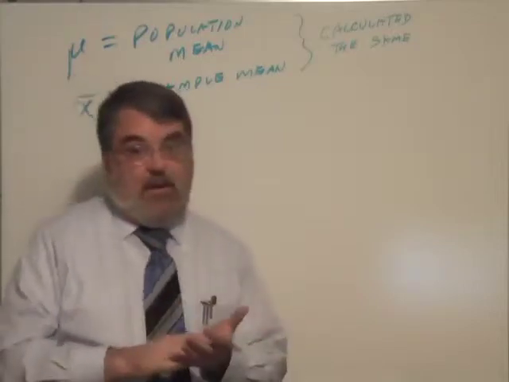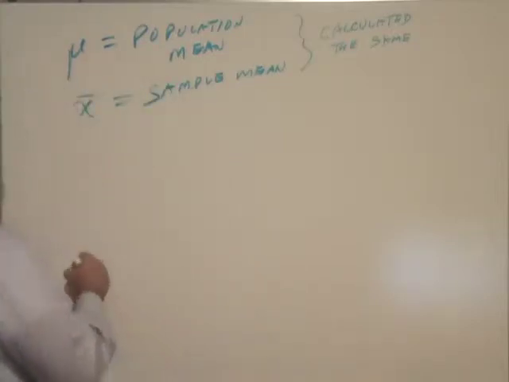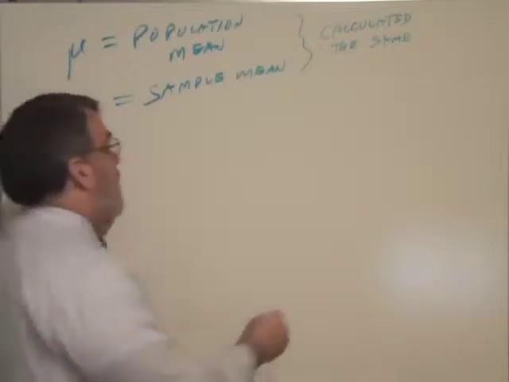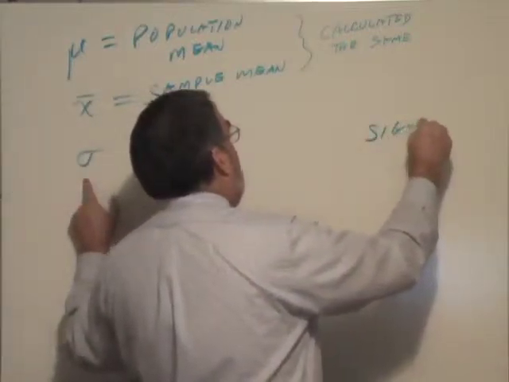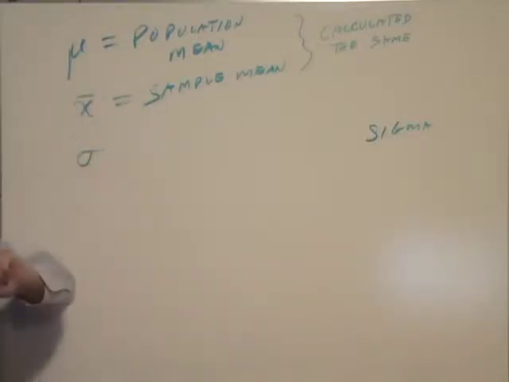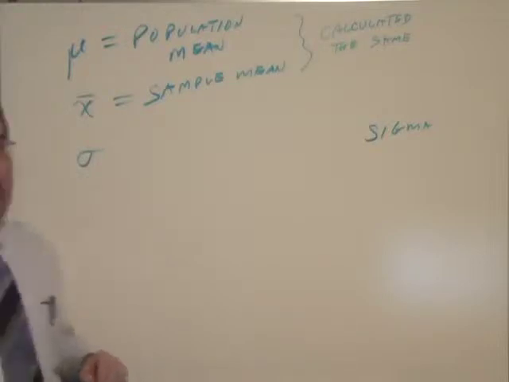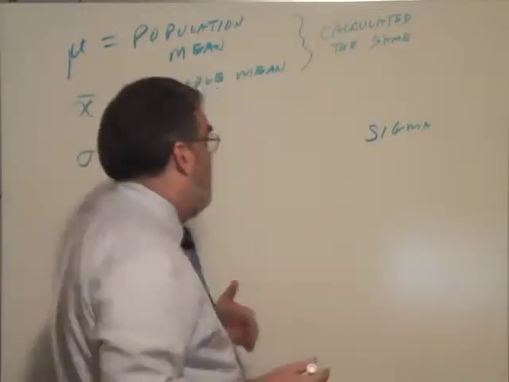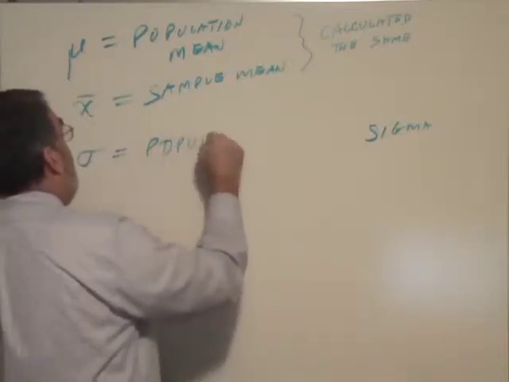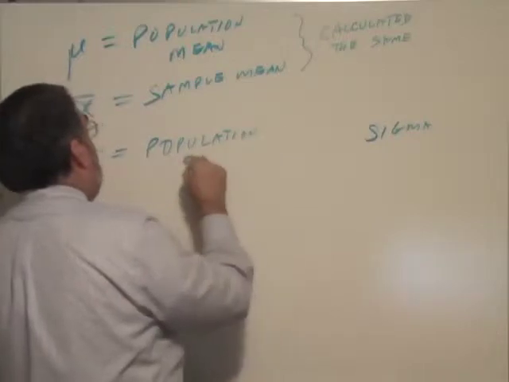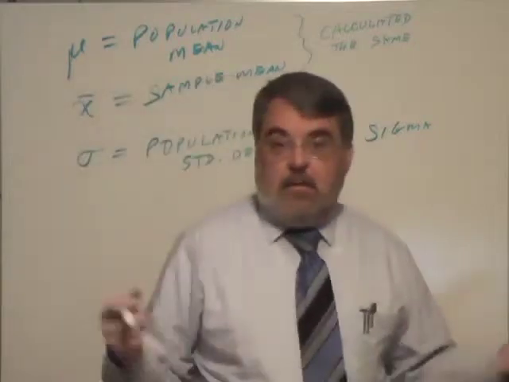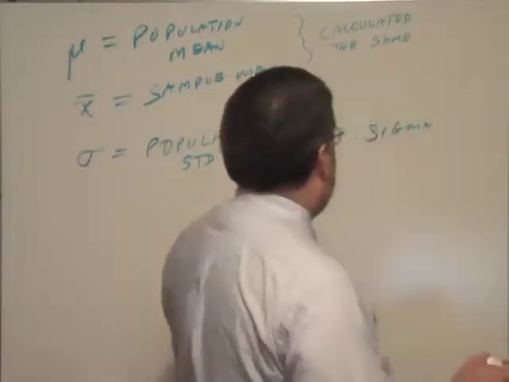All right, now as for standard deviation, we have a population standard deviation. And the population standard deviation is the Greek letter sigma. Now that's the lowercase sigma. It's not an O. It's sort of an O with a little curly Q on it. It's the lowercase Greek letter sigma. And again, this is the population standard deviation, which would be calculated on a full census of a population.